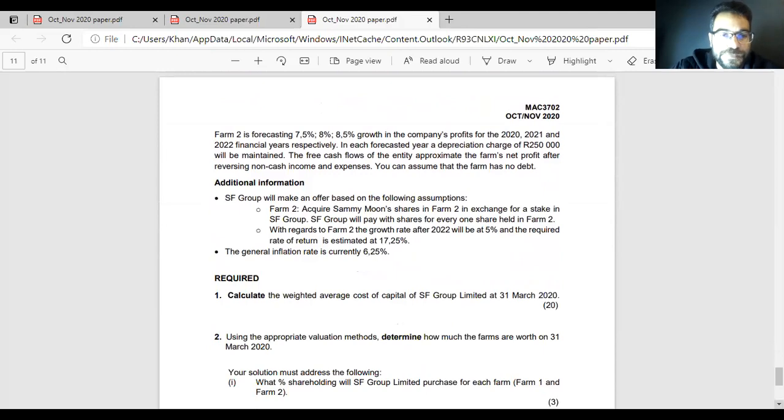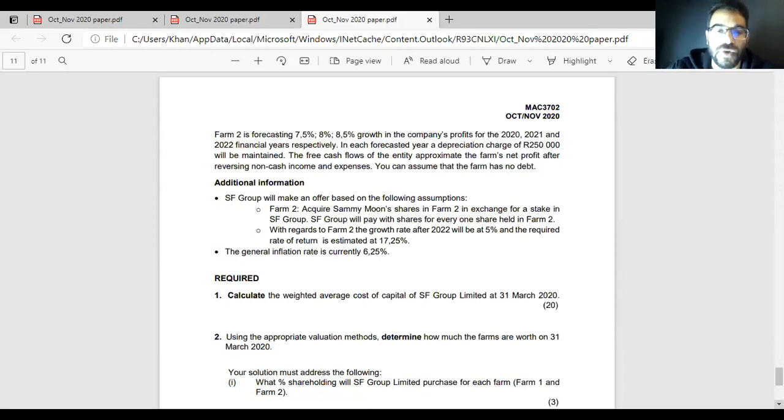So, additional information: SF Group will make an offer based on the following assumptions. SF Group acquires Sammy Moon's shares in Farm 2 in exchange for a stake in SF Group. SF Group will pay with shares for every one share held in Farm 2. With regards to Farm 2, the growth rate after 2022 will be 5%, and the required rate of return is estimated at 17.25%. The general inflation rate is currently 6.25%.